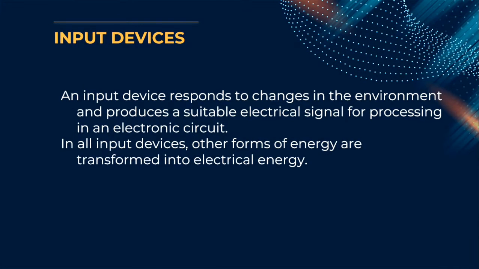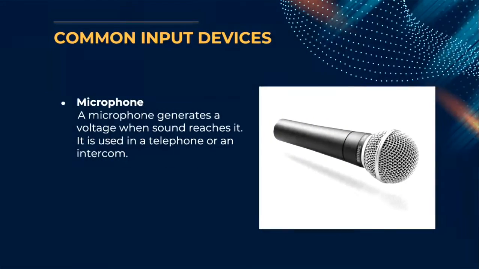Input devices. An input device responds to changes in the environment and produces a suitable electrical signal for processing in an electronic circuit. In all input devices, other forms of energy are transformed into electrical energy. Common input devices. Microphone. A microphone generates a voltage when sound reaches it. It is used in a telephone or an intercom.